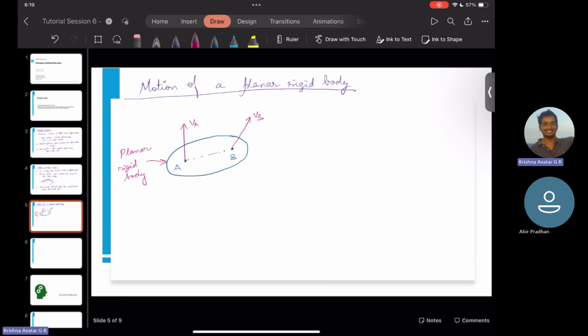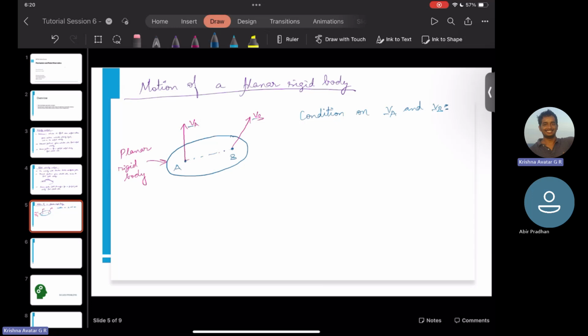So here we have certain conditions on velocity as well. So the condition on vector VA and vector VB is that they cannot just be arbitrary. It has to satisfy certain requirement, isn't it?